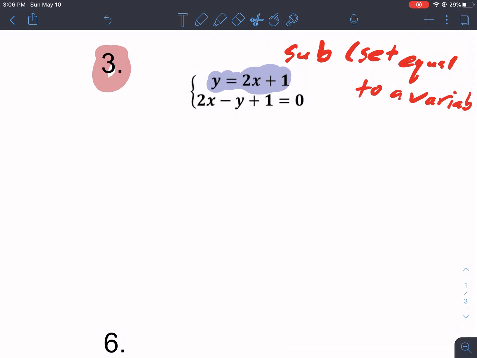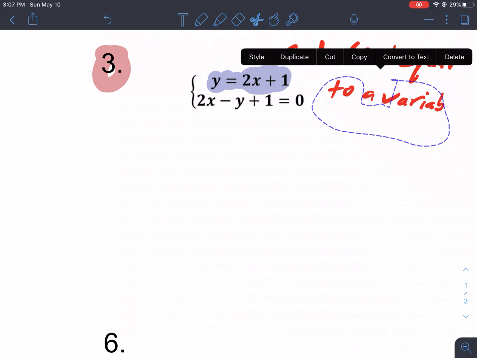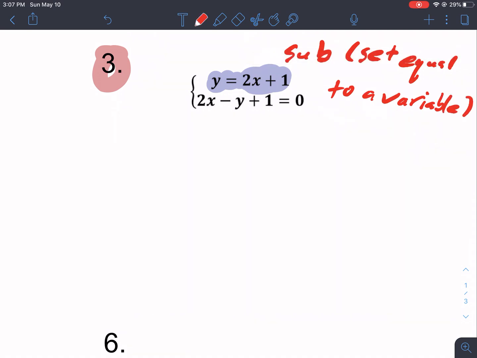Oh, I ran out of space. Whoops. There you go. Variable. So I'm going to plug that in to the bottom one. So that's going to get me 2x minus, but I have that all of y is minus. So that means I have to put parentheses here, right? Kind of like what we did in the past.